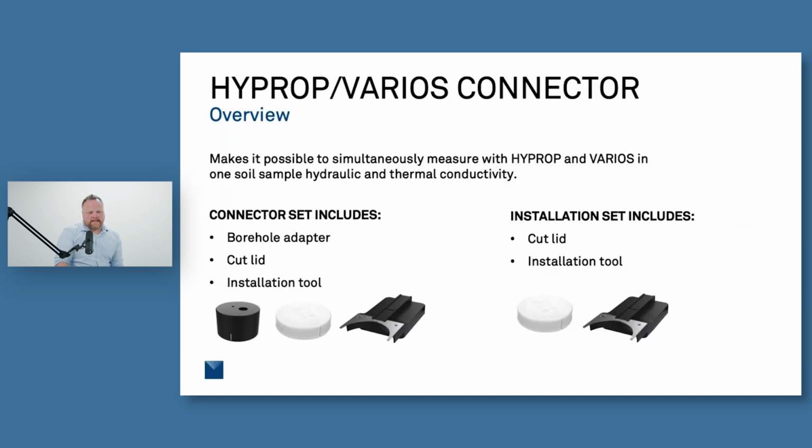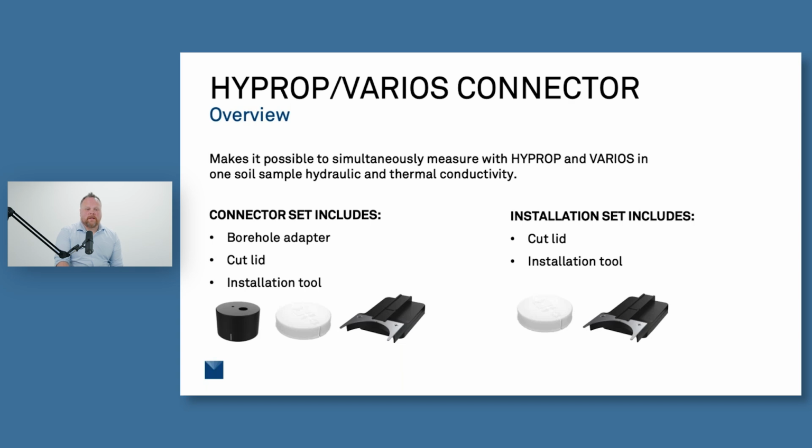And then the last thing here is just that we now also have a way to connect that HYPROP and the VARIOS together. Because both the HYPROP and the VARIOS rely on evaporation methods to dry the soil sample. These can take, as I said, several days to maybe a little over a week or week and a half. Running a separate HYPROP and a separate VARIOS sample can take a lot of time. You can now put these together and do the HYPROP and the VARIOS at the exact same time.